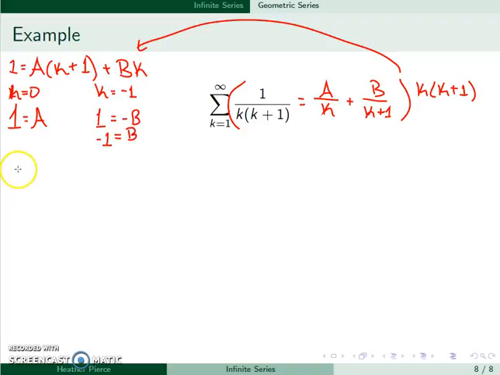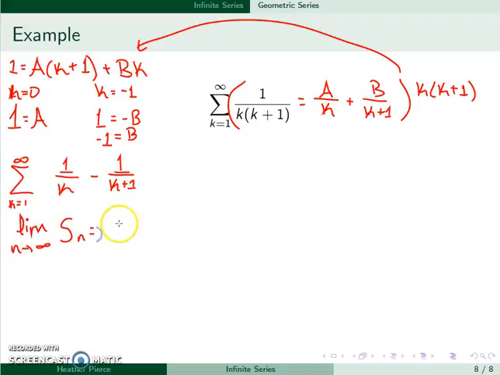And now this series is a little bit easier. So we have that the series from k equal to 1 to infinity of 1 over k minus 1 over k plus 1. So we want the limit as n goes to infinity of our partial sums. So this is the limit as n goes to infinity, and we'll start sticking in terms. If I stick in 1, I get 1 over 1 minus 1 over 2.